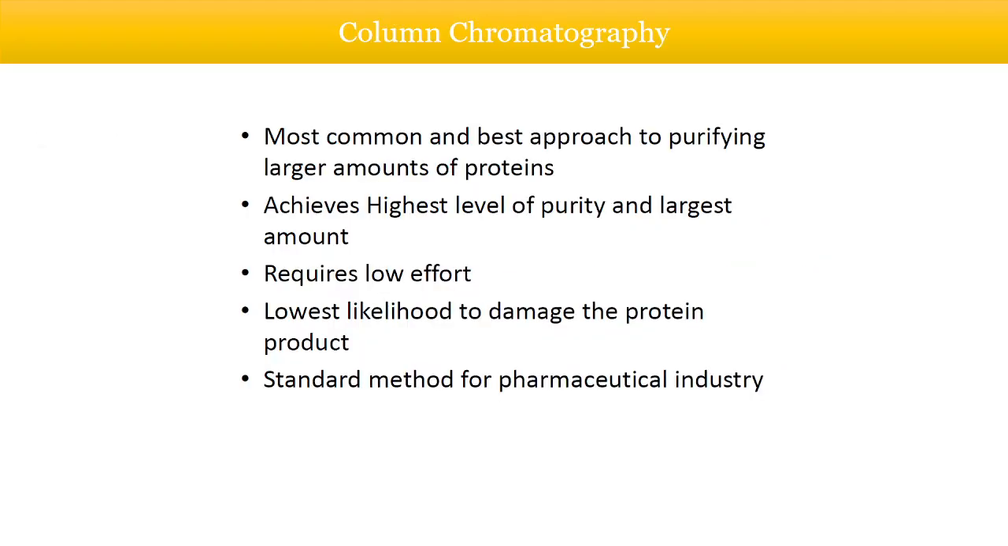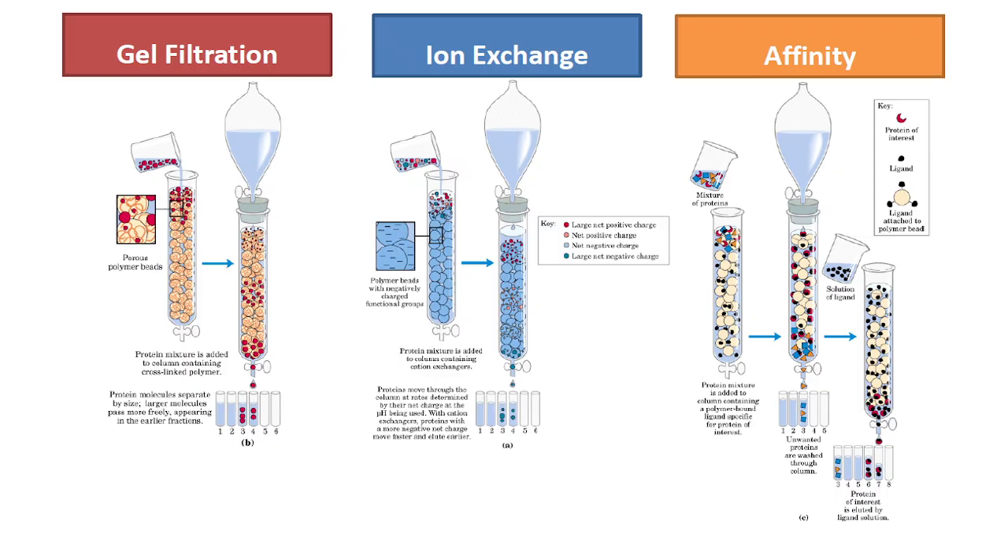Column chromatography is the best approach for purifying large amounts of proteins. It achieves the highest level of purity and largest amount, and requires low effort. It has the lowest likelihood of damaging the protein products. It's a standard method, and it's a standard method for the pharmaceutical industry as well. So what are the techniques? You have gel filtration, ion exchange, and affinity.